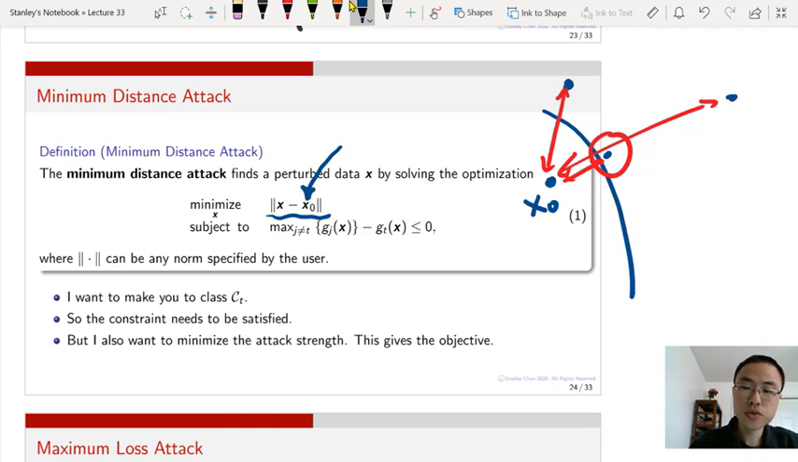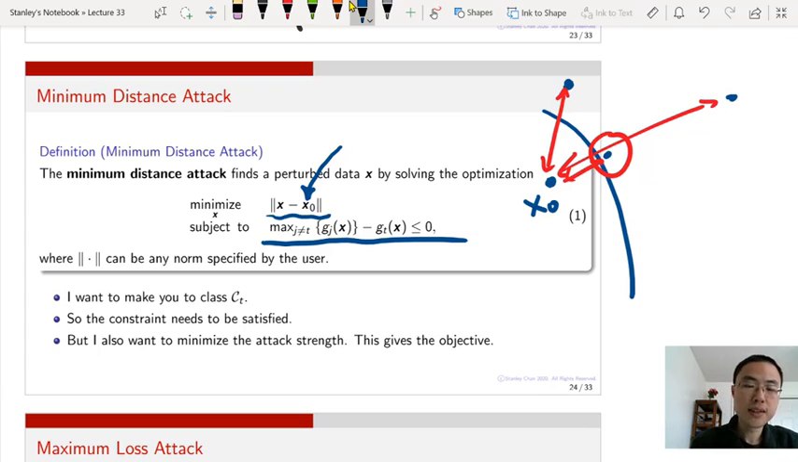Now, in order to make sure that you get misclassified, you also want to put a constraint. What is the constraint? It is the constraint that we just discussed. You want the discriminant function evaluated in the target class to have a discriminant value higher than anyone else in the other classes. And so you want to put a max over j not equal to t, and then you want the g_t to be higher than everyone else.